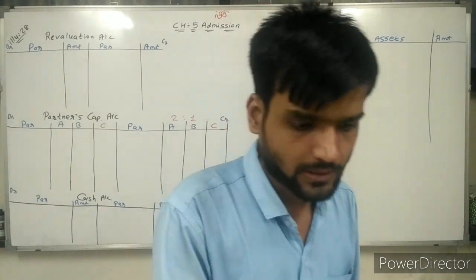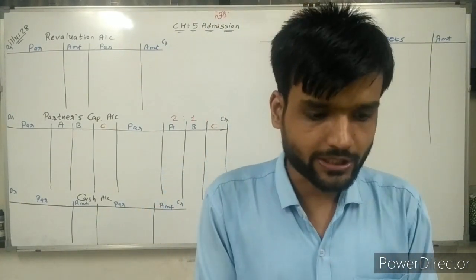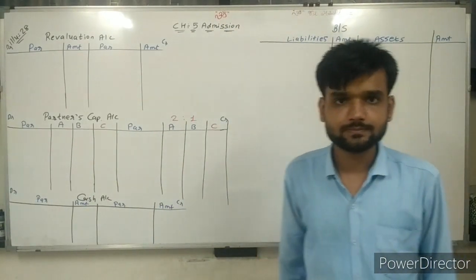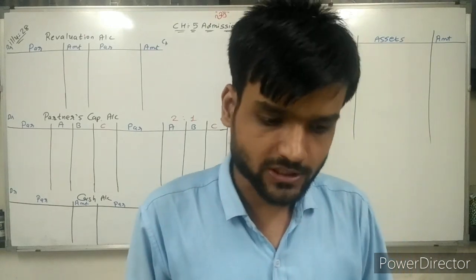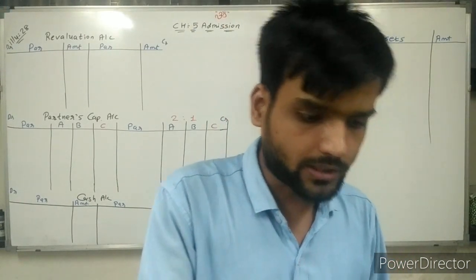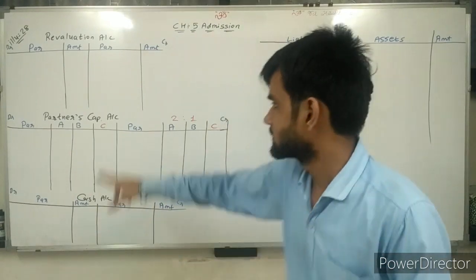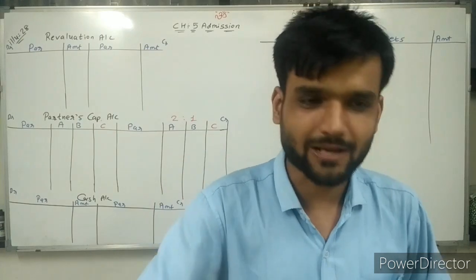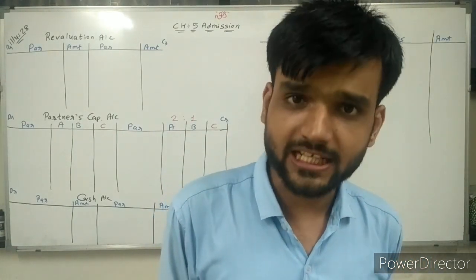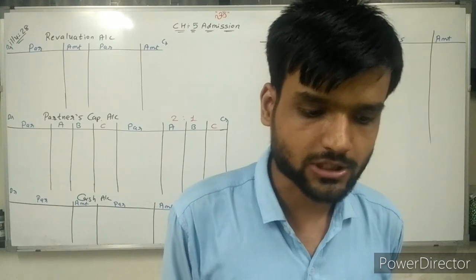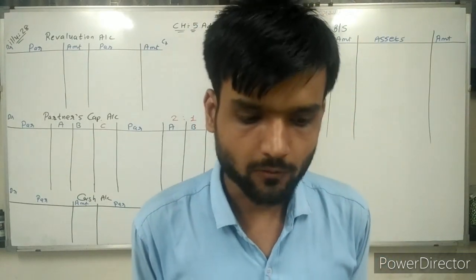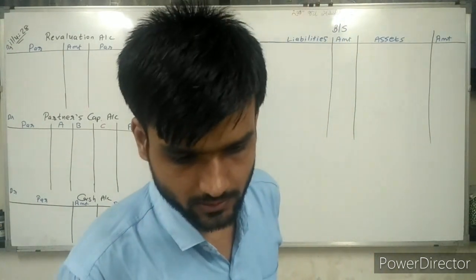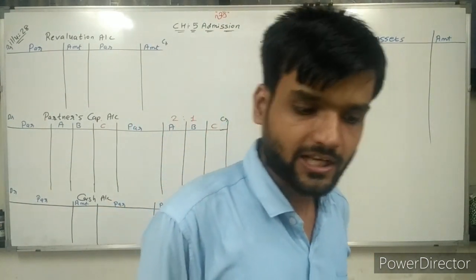Going ahead, next thing, they admitted C as a new partner on 1/4/16 on the following conditions. So, sir, C is a new partner, and on these given conditions C is admitted in the partnership firm. Going ahead, first adjustment: A sacrificed 1/12 share and B sacrificed 1/6 share from their profit in favor of C.